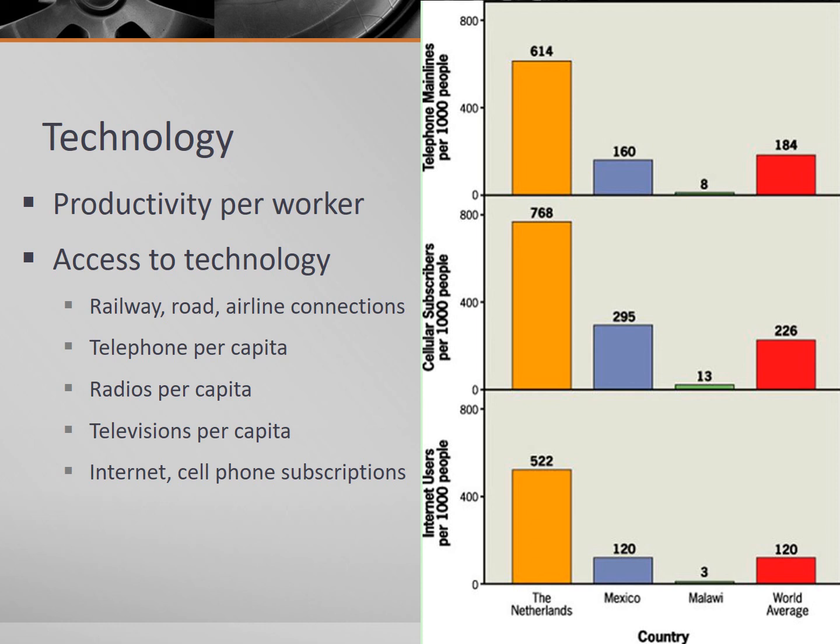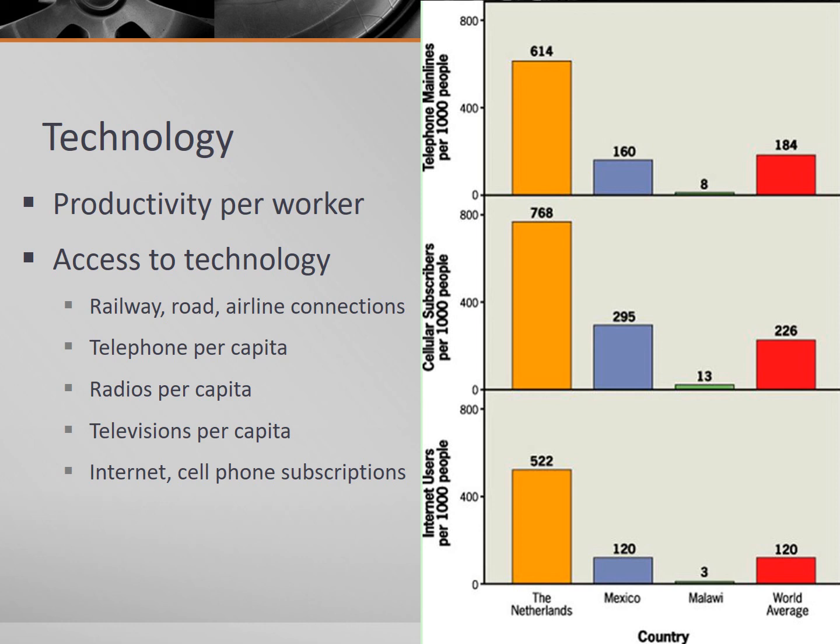Now, an interesting comparison can be made by looking at cell phone subscriptions as well as internet users. Now, we notice similar patterns between the two of them. The most cell phone subscriptions and internet users appear in core countries like the Netherlands, while the lowest numbers are in the periphery, countries like Malawi. But there is a stronger correlation between wealth and internet access than between wealth and cell phone access.